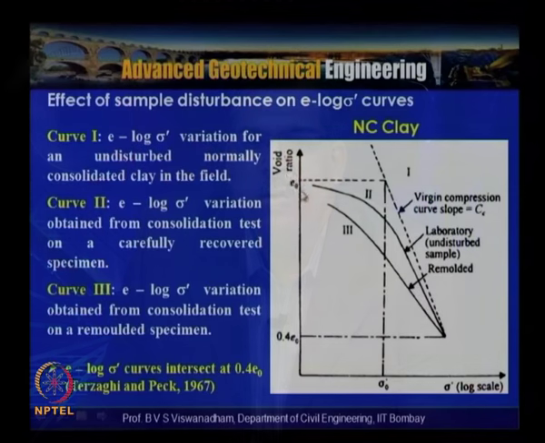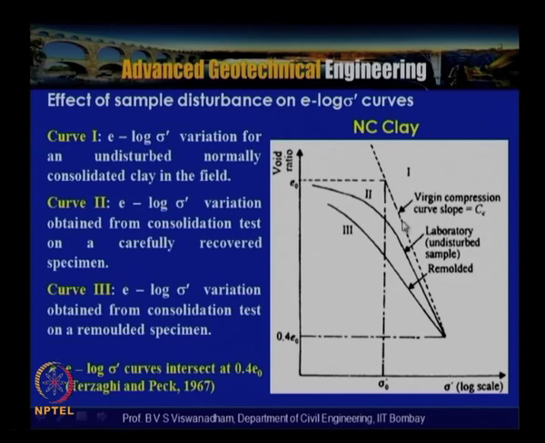Before going into the details of what we have just discussed, let us look into the effect of sample disturbance on e-log sigma dash curves, especially for normally consolidated and over consolidated clays. First consider normally consolidated clay. In this figure, void ratio versus sigma dash on a logarithmic scale is shown. A normally consolidated soil has a higher water content, and the present effective pressure sigma naught dash is the maximum pressure the soil has seen. In the field, what we see is the straight line of the virgin compression curve, also called the field normally consolidated line or field compression curve.